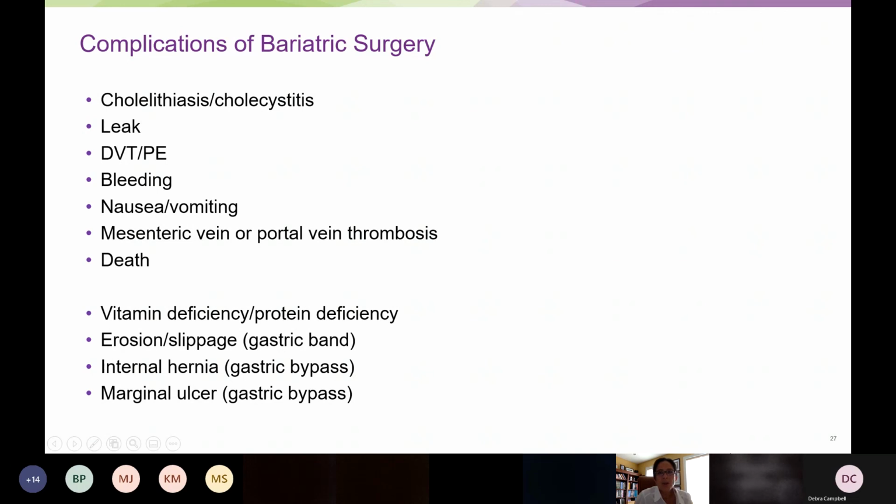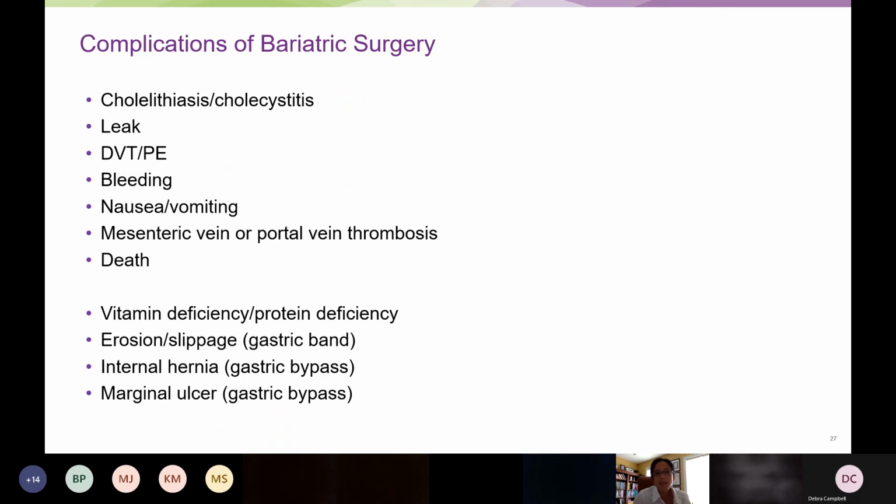When patients undergo something like the biliopancreatic diversion or the SADI, which will not allow us access to their common bile duct after surgery, these patients will get their gallbladder out at the time of surgery to prevent potential complications. Leaks can occur in any surgery that has an anastomosis or a staple line, and leaks occur at a rate of less than 1%.